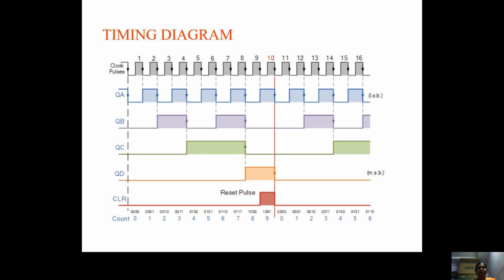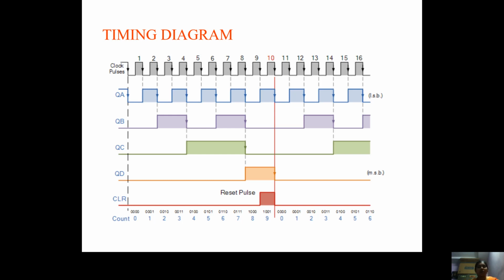During the first occurrence of the clock, since it is a negative edge triggered flip-flop, on the trailing edge of the clock the QA value will become 1, and since toggling happens, the next state will be 0, and on the third clock pulse it will become 1, and so on. QB will become high after every two clock pulses. QC will become high after 3 clock pulses, and QD will become high after the desired sequence is reached.